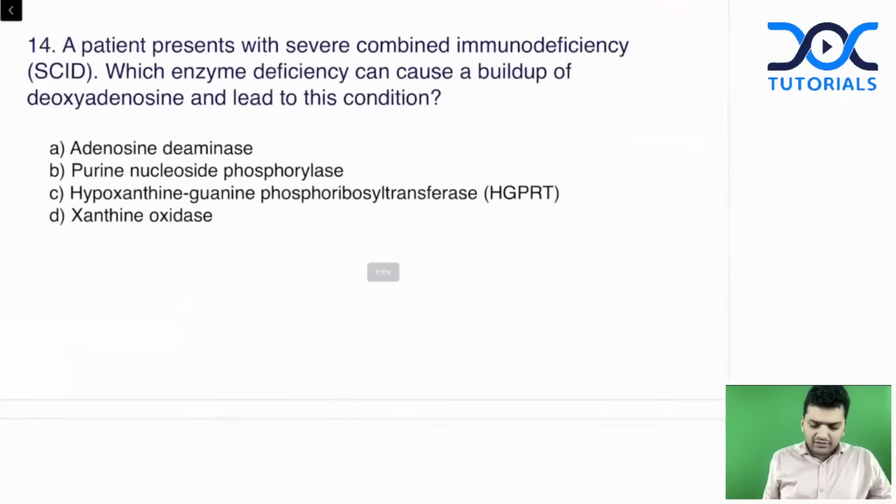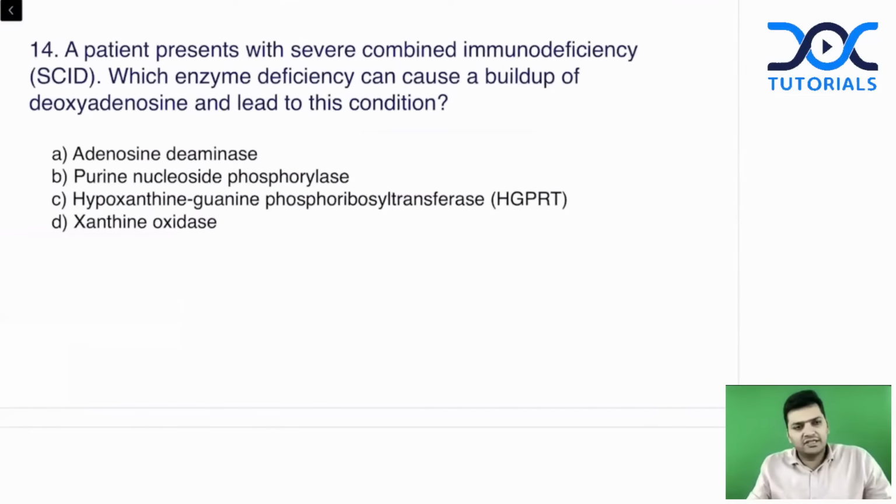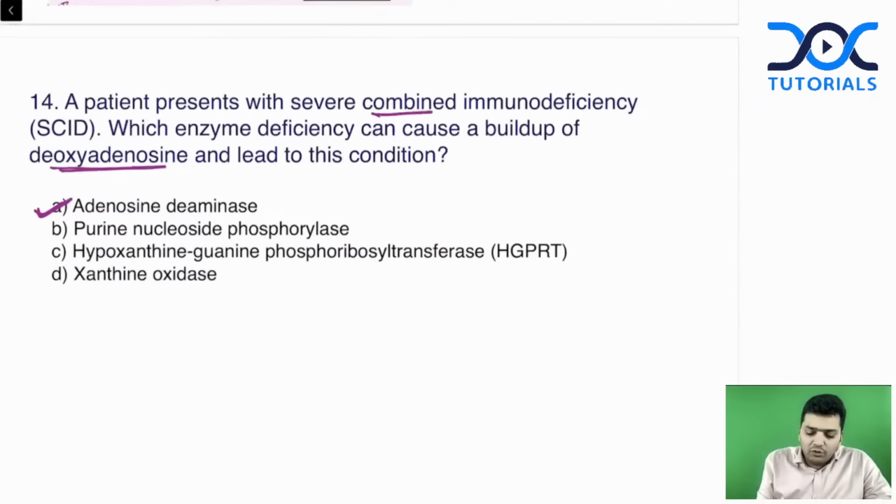The next, which we have already discussed actually: a patient presents with severe combined immunodeficiency, and there is accumulation of deoxyadenosine. I told you already when I discussed the purine catabolism pathway. Severe combined immunodeficiency is due to deficiency of adenosine deaminase. And why is it called combined immunodeficiency? Because which cells are affected? T and B both are affected.